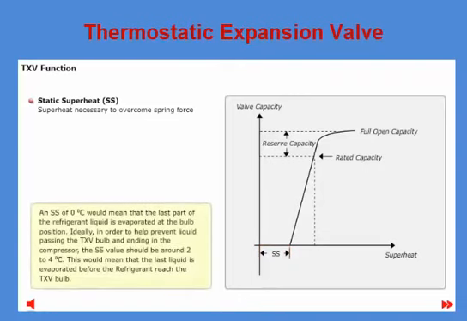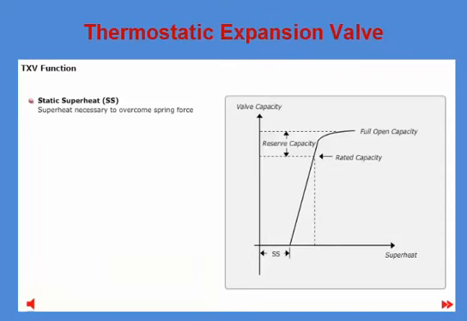An SS of 0 degrees would mean that the last part of the refrigerant liquid is evaporated at the bulb position. Ideally, in order to help prevent liquid passing the TXV bulb and ending in the compressor, the SS value should be around 2 to 4 degrees. This would mean that the last liquid is evaporated before the refrigerant reaches the TXV bulb. The second part of the superheat is the opening superheat, or OS.